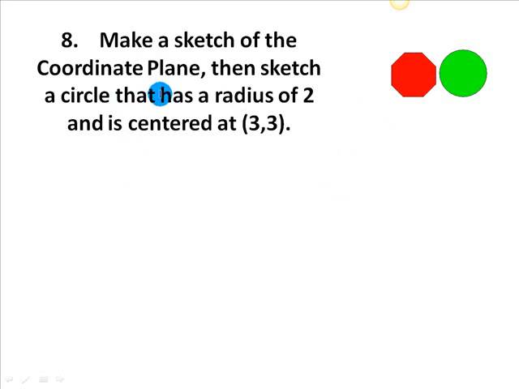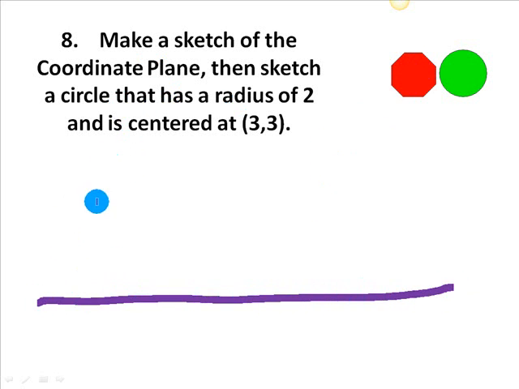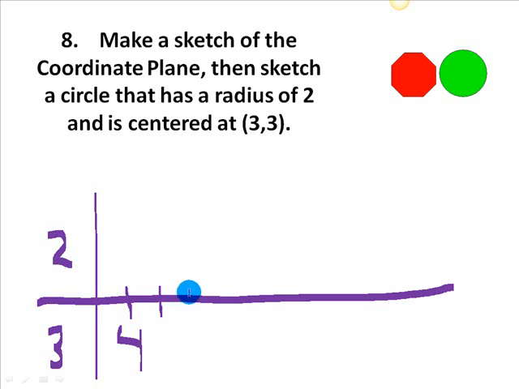Well, let's see. Make a sketch of the Cartesian coordinate plane. So we'll make an x-axis and we'll make a y-axis. Now, I didn't include much room for the second, third, or fourth quadrant because everything will be in the first quadrant. 3, 3 would be in the first quadrant, and I'm only going to draw a circle that has a radius of 2. Okay, now I'll just freehand sketch in 1, 2, 3, and 1, 2, 3.